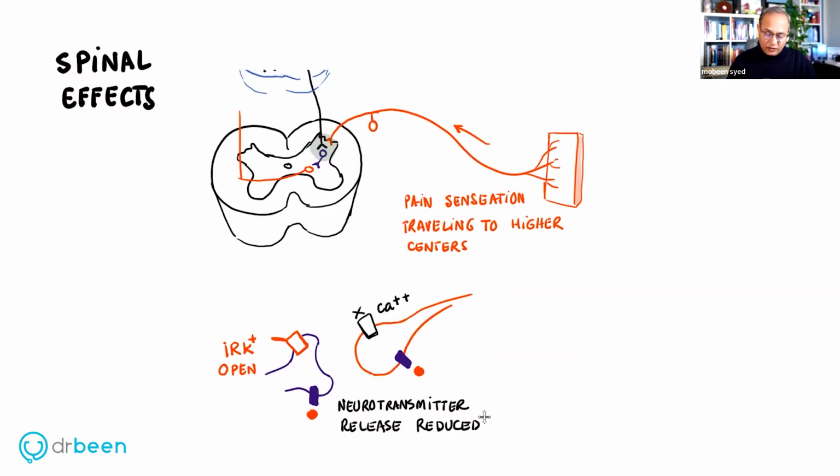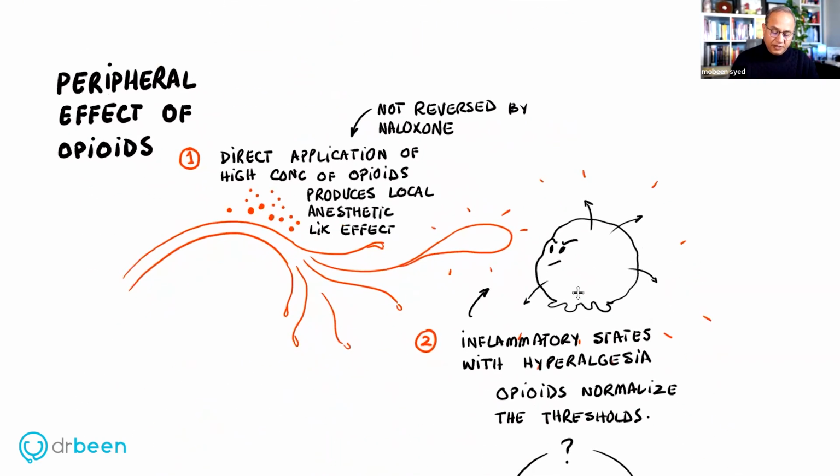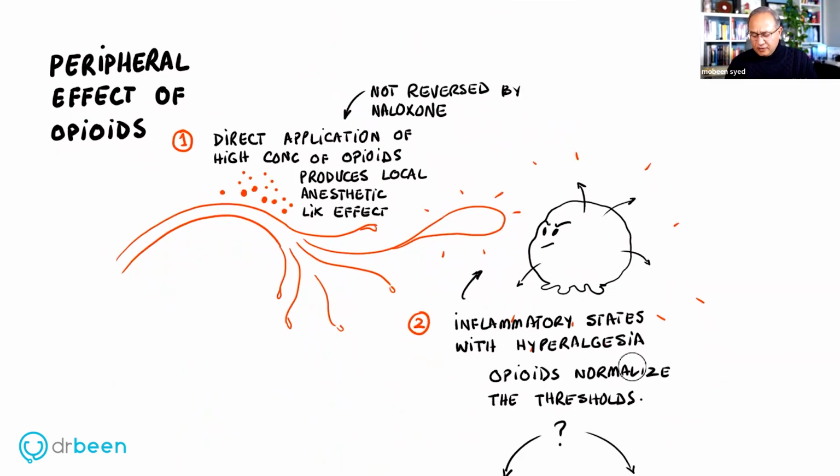The last effect for today is the peripheral effect. This is an effect which is not very clear to us. What is that? We know that if opioids in high concentrations are applied to the peripheral nerves, then an anesthetic-like effect develops in that region where it is applied. Exactly what the mechanism is, is not known. And this effect is not reversed by naloxone. So that means possibly it is not related to mu receptors.